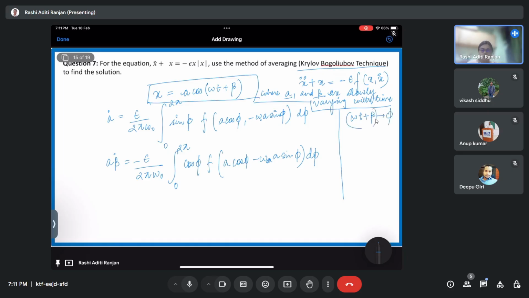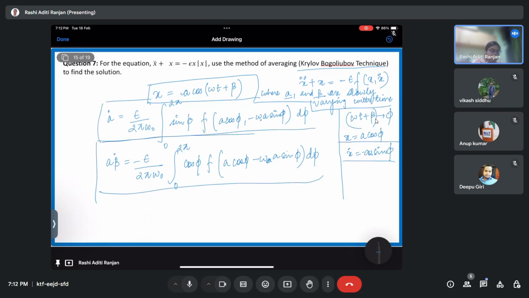This was all discussed in the class actually. So omega t plus beta is considered as phi, and x is considered as a cos phi, and x dot is considered as minus of a sin phi with the omega naught. We are not actually considering the differentiations of a and beta with time. So these are the two assumptions that we take despite the fact that we consider that a and beta are actually functions of time. These are the two equations that we have.